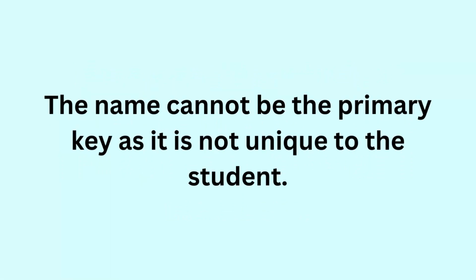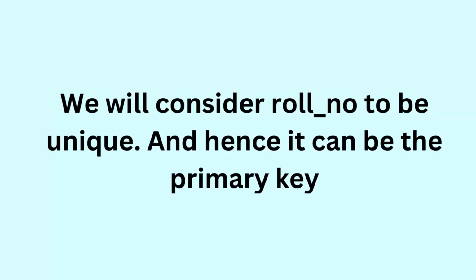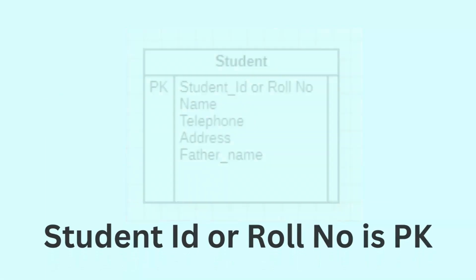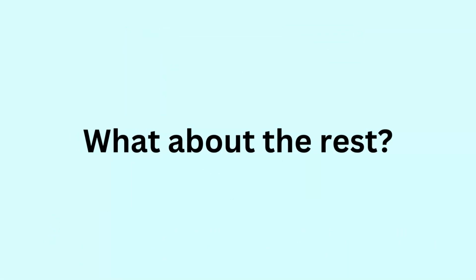His name? No, there can be two students with the same name. So roll number would be more appropriate to consider. Hence, for student entity, roll number is the primary key. So now let us consider the rest of the entities.